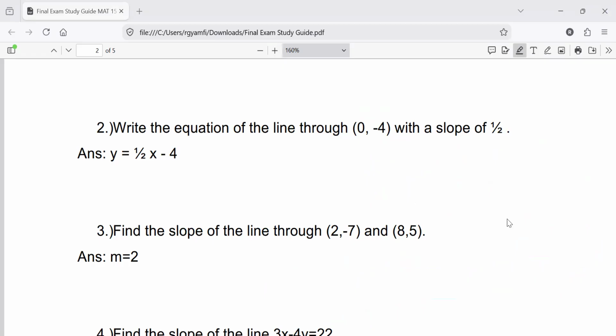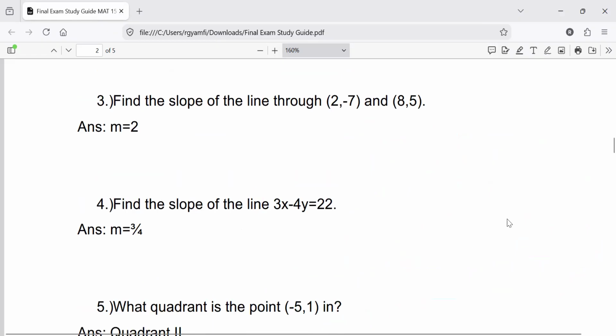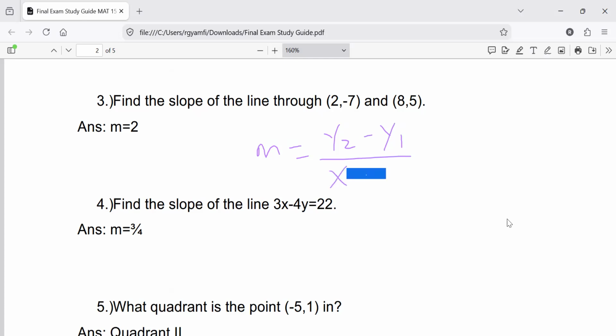Now, number 3. Find the slope of a line through 2, -7, and 8, 5. So here, since we are finding the slope, you have to remember your y2 minus y1, which is changing y over changing x. And then you're going to label the point. This is x1, y1, x2, y2. Now, it doesn't matter if I decide to switch it so that I have x2, y2 for 2 and -7, and then x1, y1 for 8 and 5. You're getting the same answer.